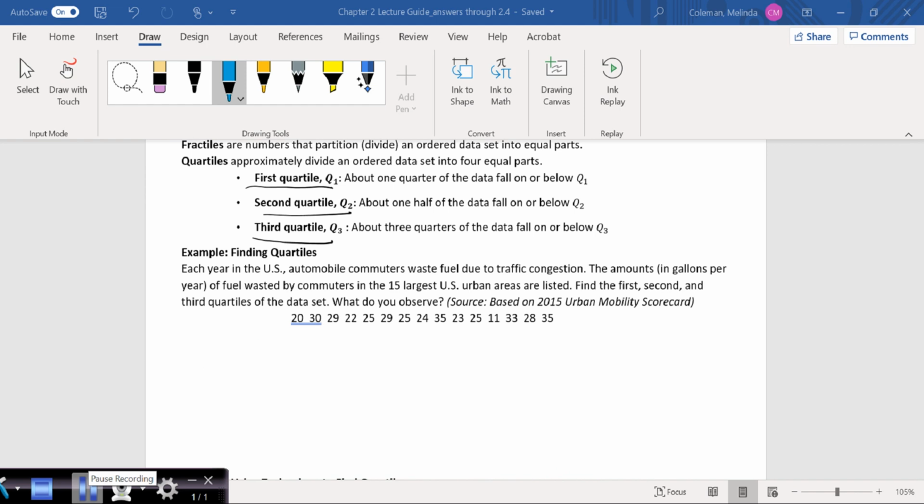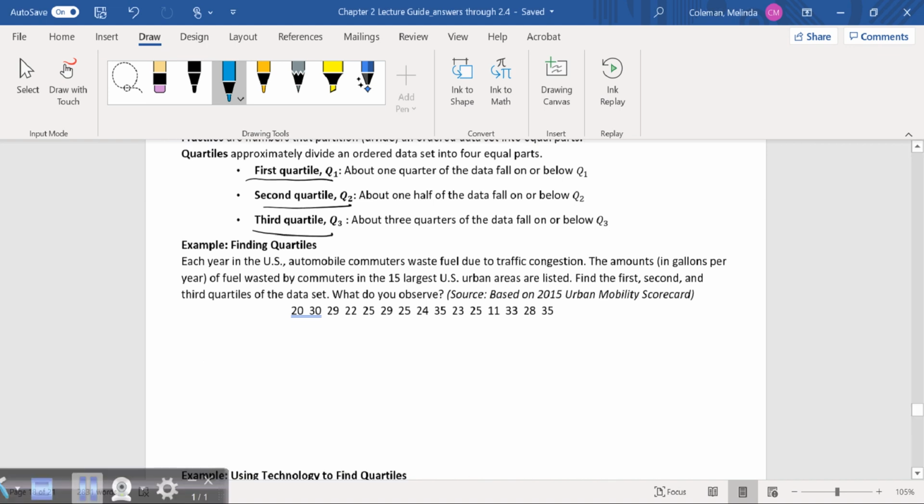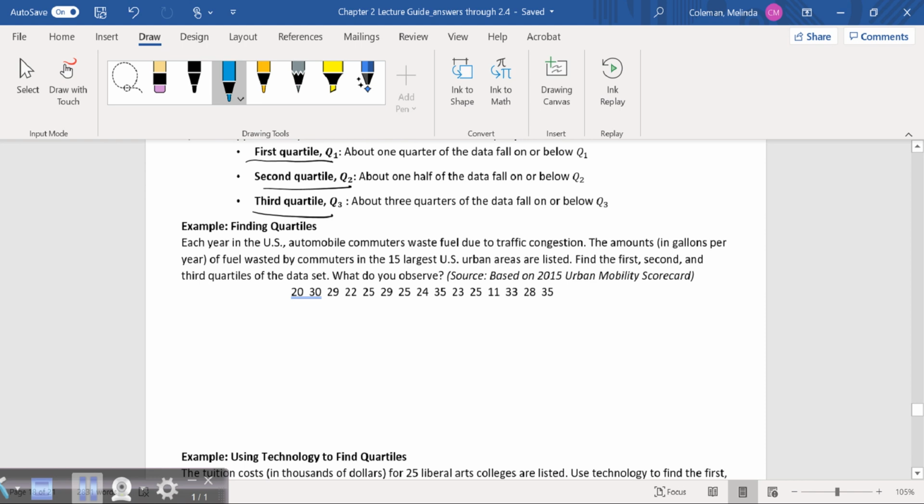So our first example talks about automobile commuters, and the amount of gas that they waste due to traffic congestion. The amount in gallons each year of fuel wasted in the 15 largest urban cities is listed below. Find the first, second, and third quartile of the data. And then what do you observe? So in order to answer this, we do want to put the data in order. So we're going to start first by putting the data in order if it is not in order.